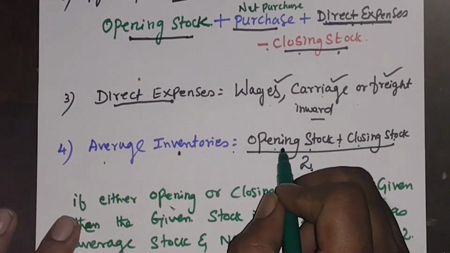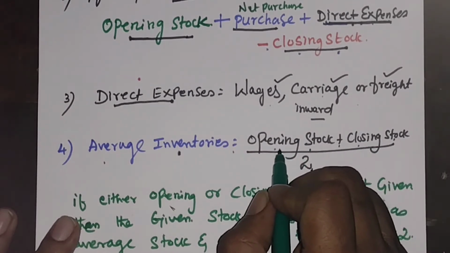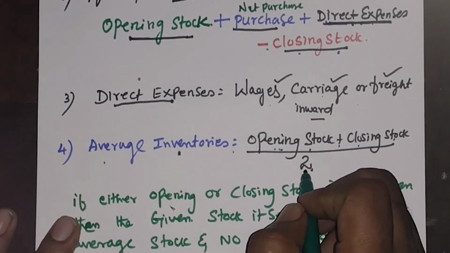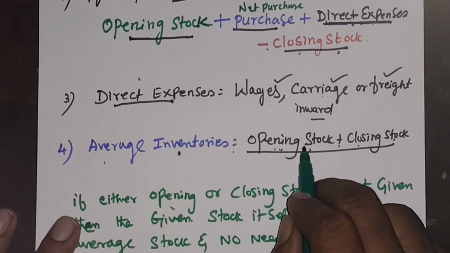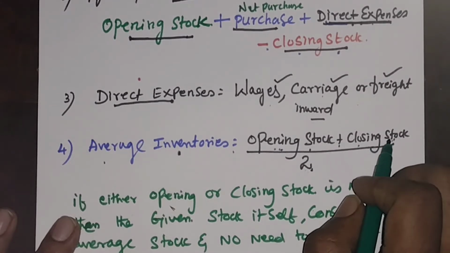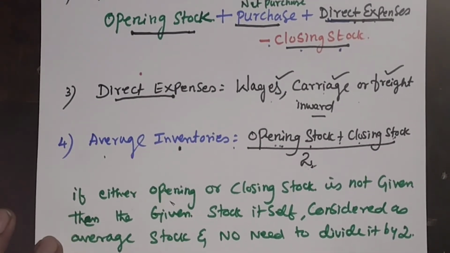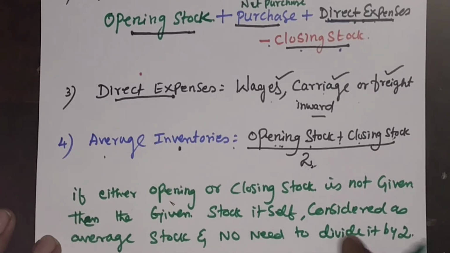Sometimes in a problem only opening stock will be given, and closing stock will not be given. At that time, the entire opening stock is treated as the average stock. Do not divide it by 2. In the same manner, if only closing stock is given and there is no opening stock, at that time also the entire closing stock is treated as the average stock. No need to divide it by 2. That is the information I have written here. If either opening or closing stock is not given, then the given stock itself is considered as average stock and there is no need to divide it by 2.